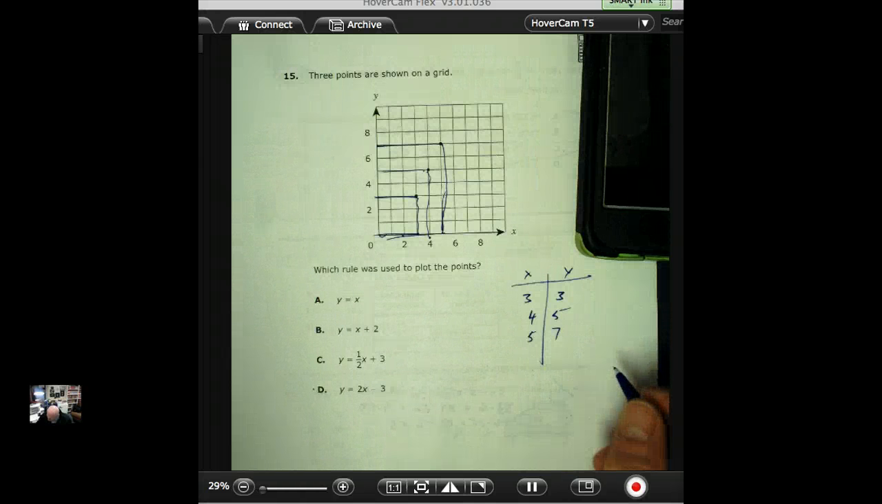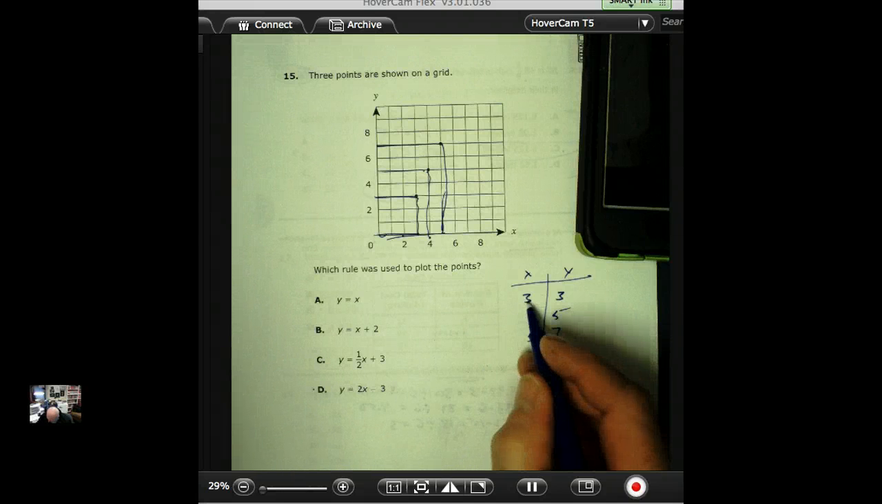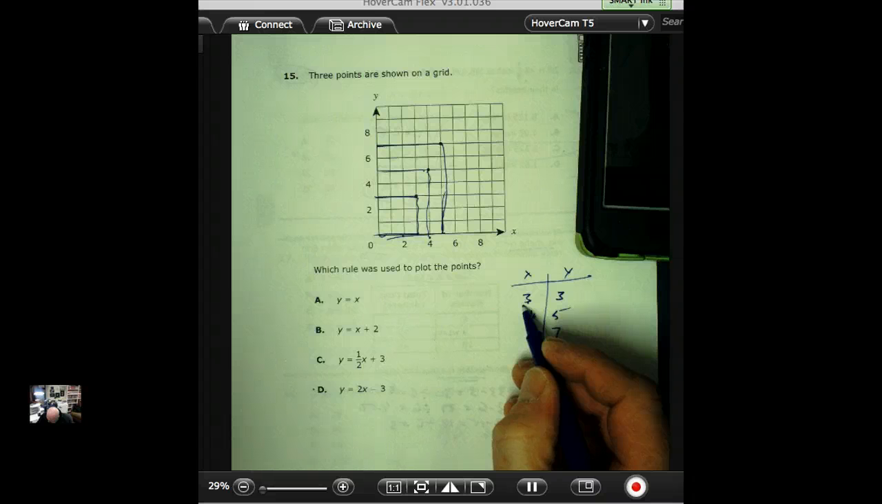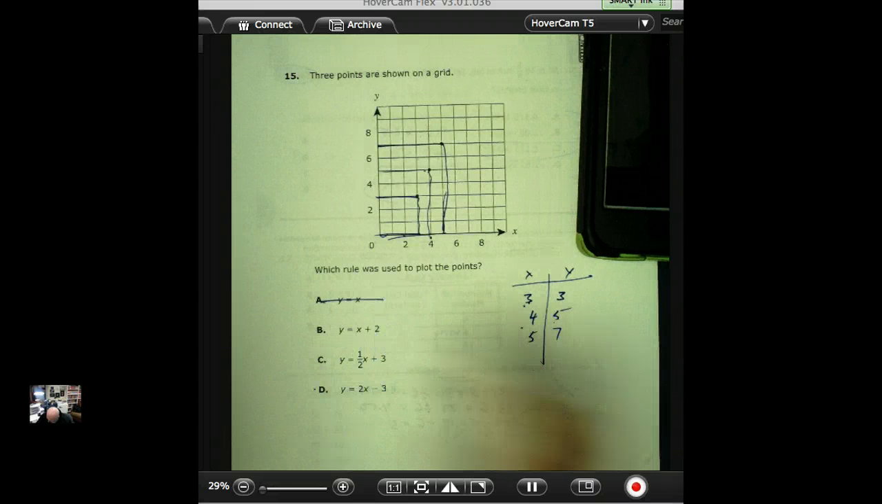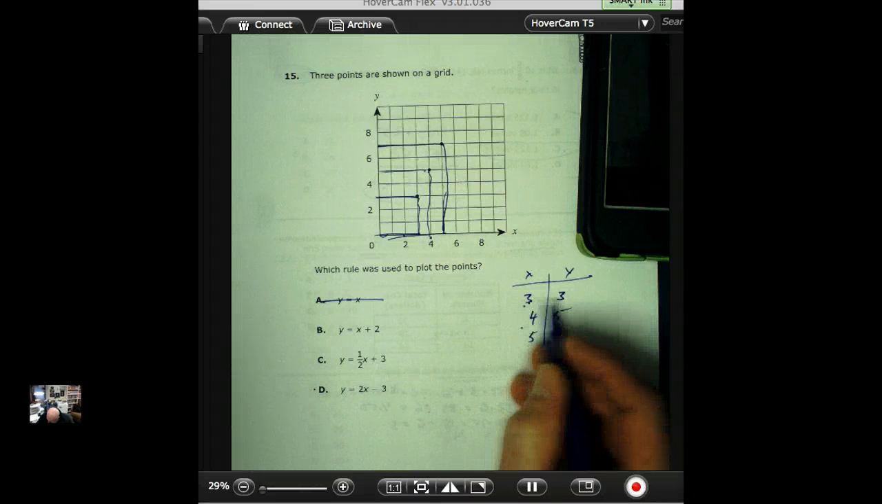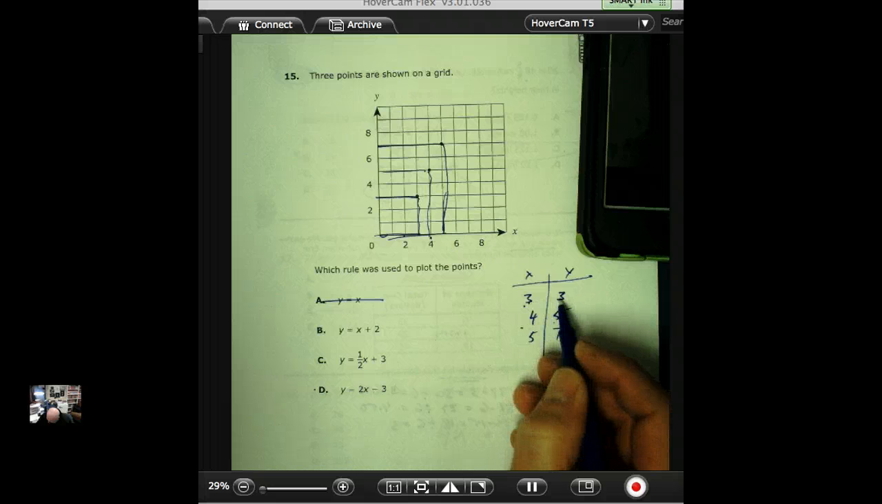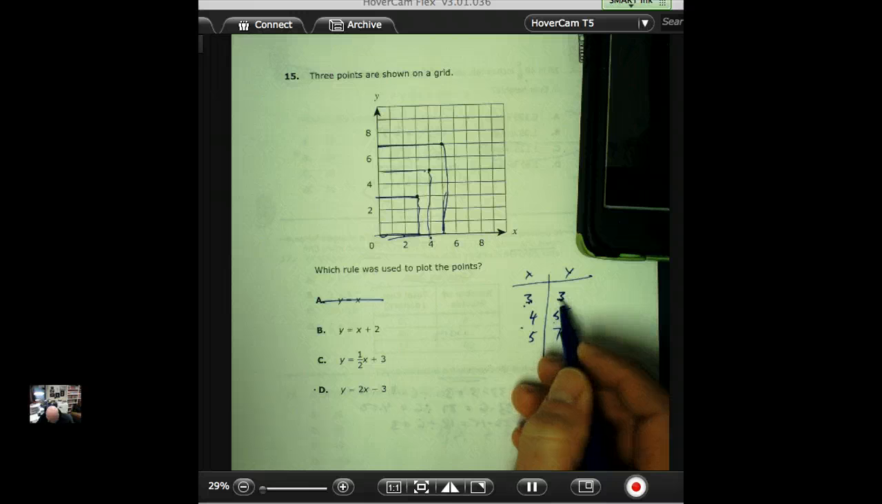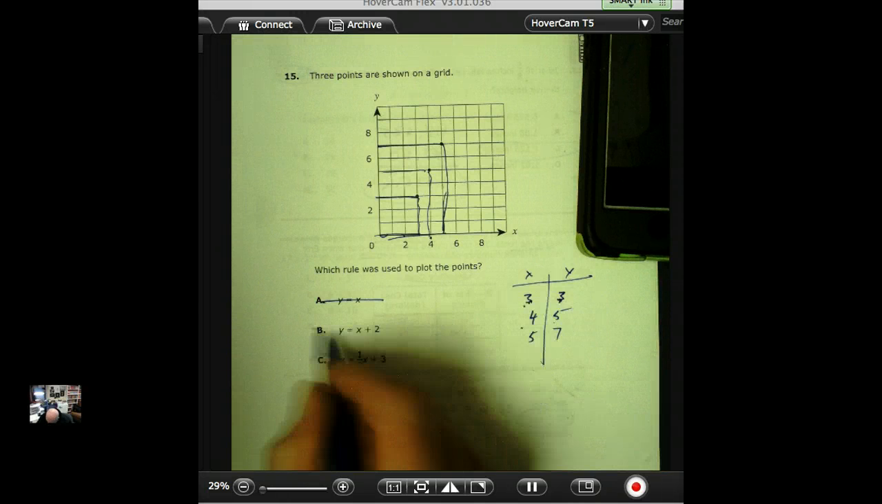Okay, which rule was used to plot the points? So we just have to check it. Does y equal x? It does equal x here, but not here, so it can't be that one. Let's see if it could be x plus 2. Does y equal x plus 2? Well, here's y, and it's not x plus 2 because that would have to be 5, so it would be 3 plus 5. So it can't be that one.